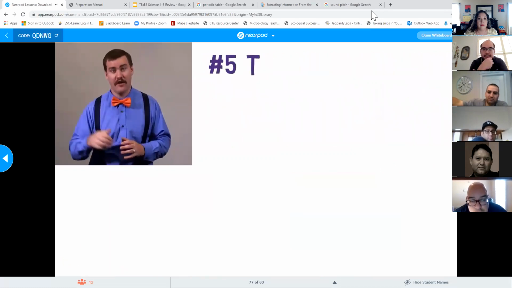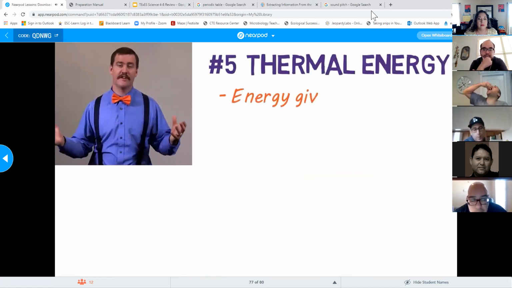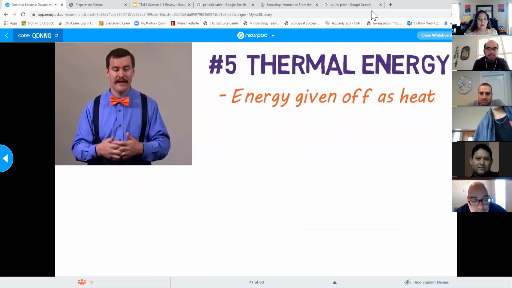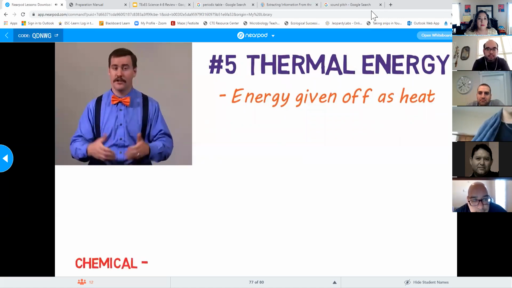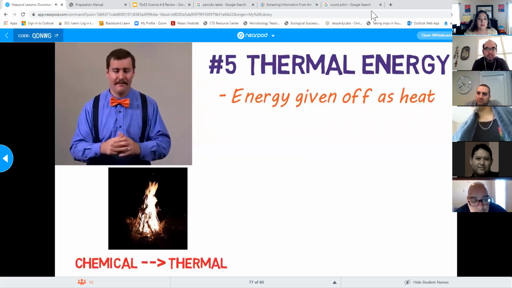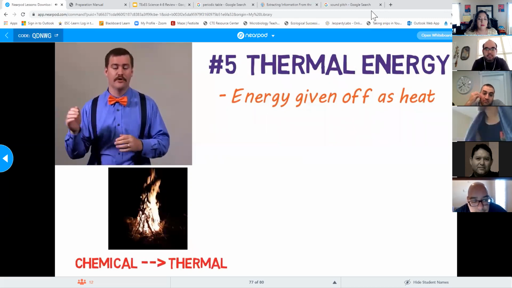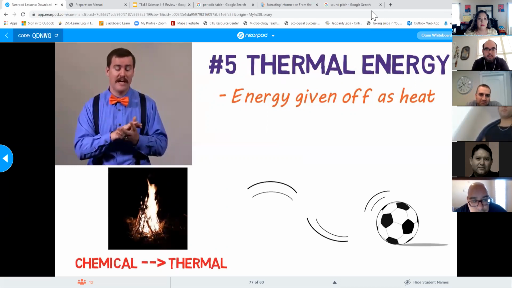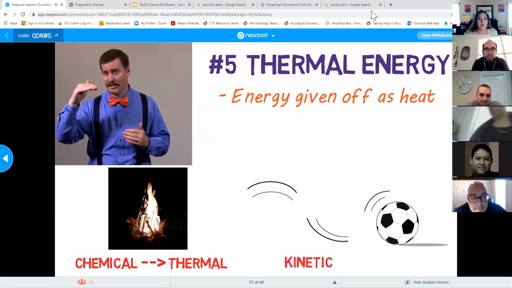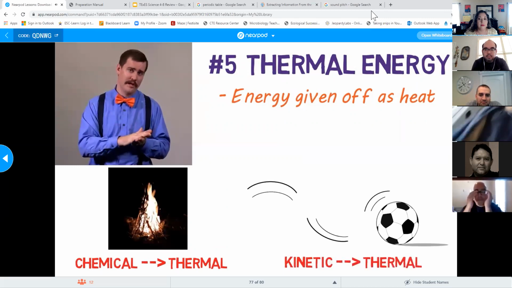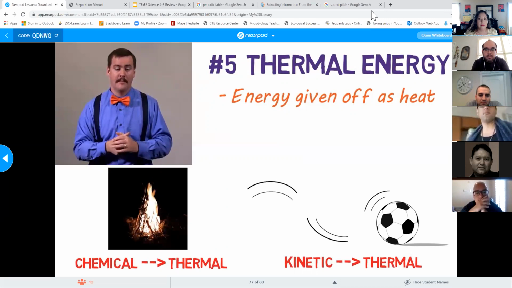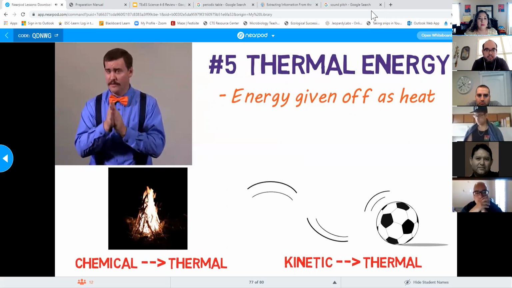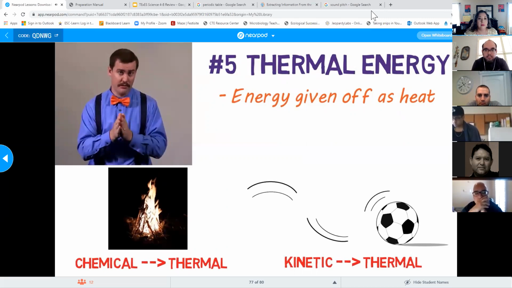And finally, number 5, thermal energy. So this is the energy given off as heat. When you start a campfire, you're breaking chemical bonds in the wood and transferring the chemical energy of those bonds into thermal energy and fire. Friction is another example. When a ball is rolling across the ground, there's friction between the ball and the ground. This friction slows the ball down, but it's actually that kinetic energy being transferred into thermal energy, which is then dissipated into the ground. It's also why you can warm up your hands by rubbing them together, because you're taking kinetic energy, the movement of your hands, and converting it to thermal energy through the friction.